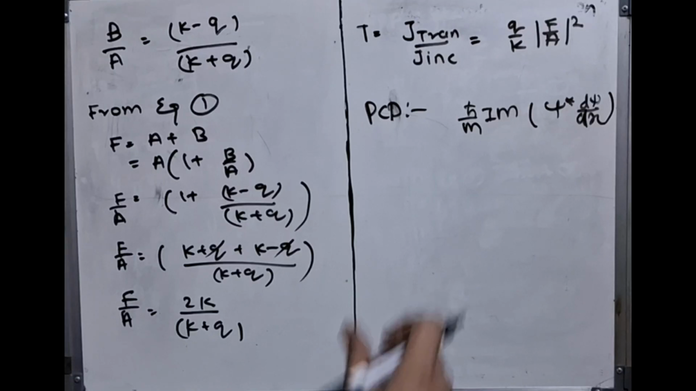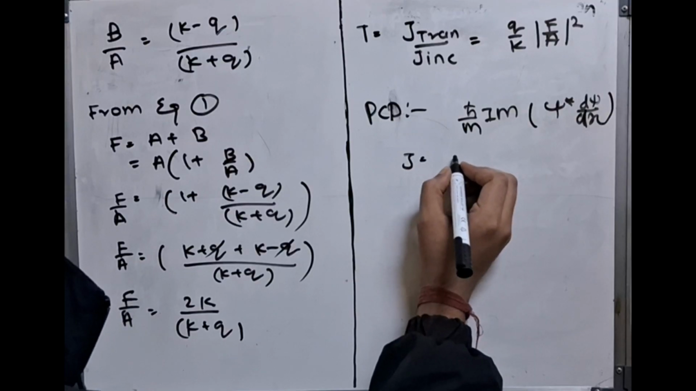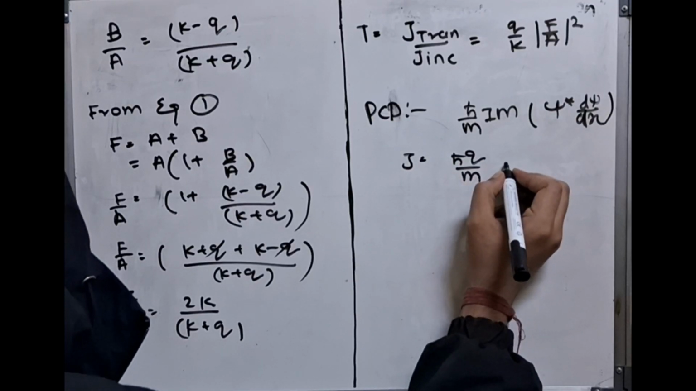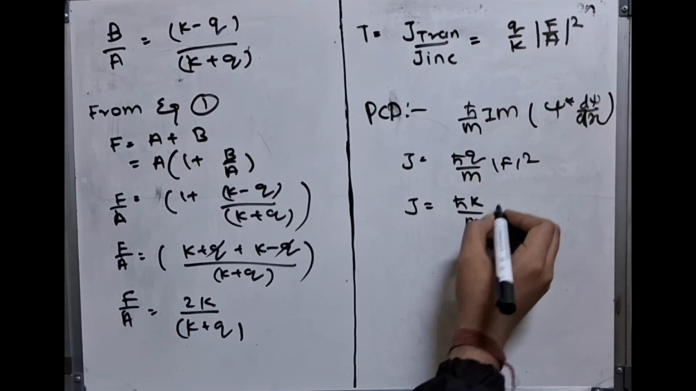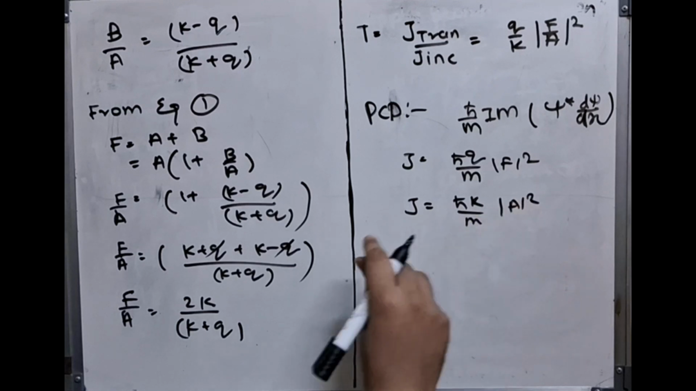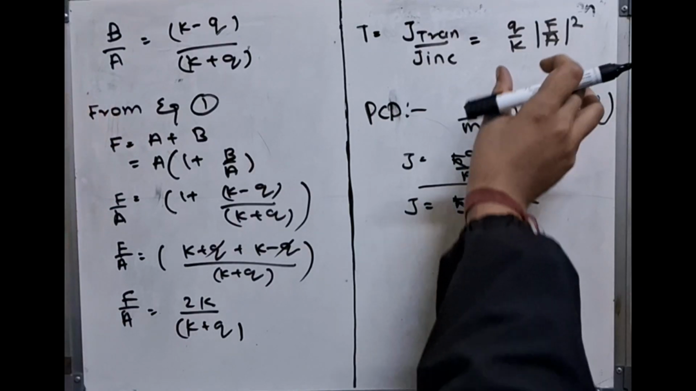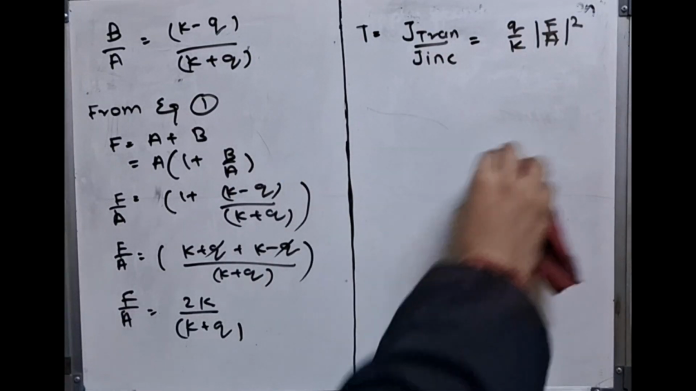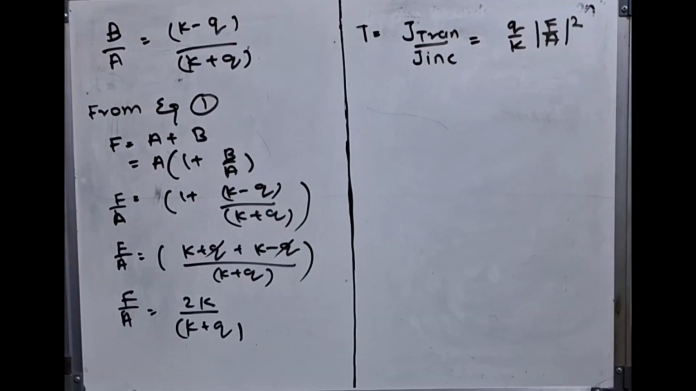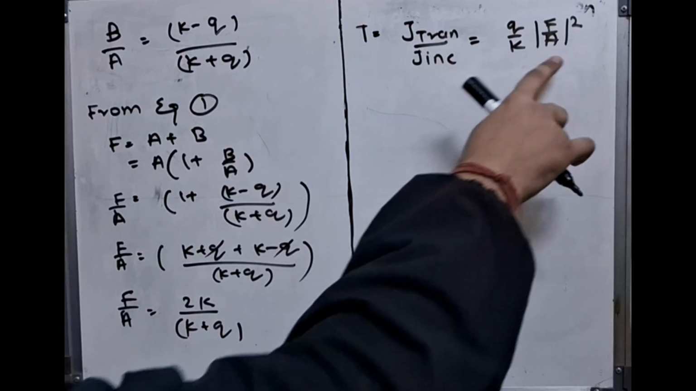So since we have Q and K, our equation for J becomes something like h cut Q upon m and F square, and the other one is h cut K upon m with A square. If we just divide it, this gets cancelled, and we get our equation as this. So the transmission and the incoming are both given in this form. This was just a brief explanation of how this came into the picture. Of course, since we got F upon A, we'll just insert this value inside this.